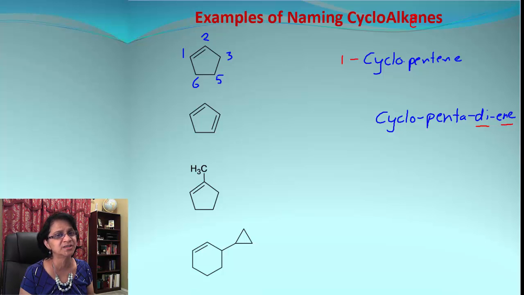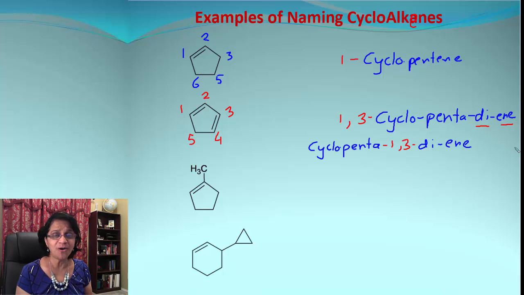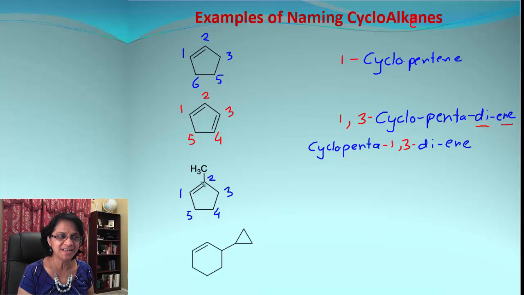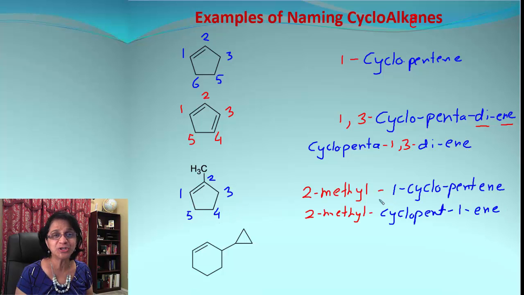And now the next thing is we need to start numbering. So my double bonds are beginning at positions 1 and 3. So it's 1,3-cyclopentadiene, or I can also write it as cyclopenta-1,3-diene. Let's see if we can get the answers for the remaining 2. Here is the numbering for carbon atoms, and here is the answer.